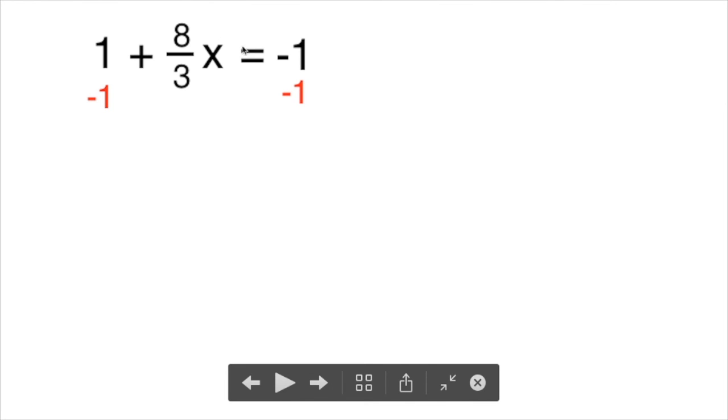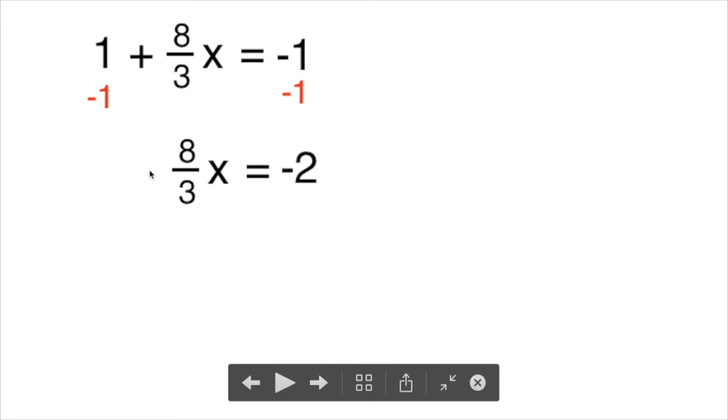You'll notice each time we do one of these things, when we do something to both sides of the equation, we're simplifying our equation so that there are fewer operations. So we take away 1 from both sides. 1 minus 1 is 0, so you're left with 8 over 3x. And then -1 minus 1 is -2.